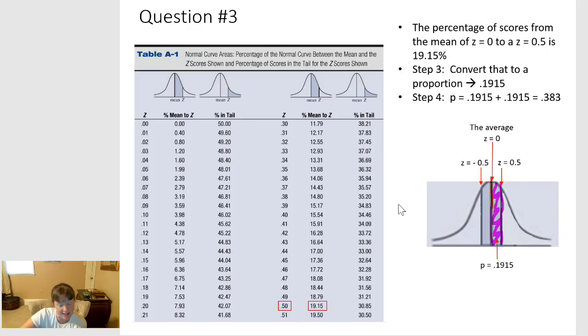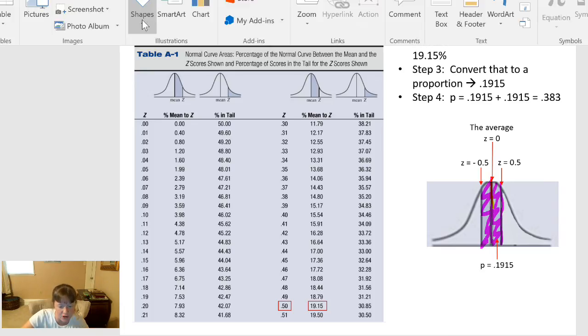And because it is a symmetric graph, from the average of 0 to negative 0.5 is also going to be 0.1915. And so I just add those two probabilities together. And that is the probability of being between positive 0.5 and negative 0.5, because I just turned those raw scores into z-scores. And because I know that this satisfaction is normally distributed, I can figure out the proportion of people in between these two z-scores by using this graph. And I'm going to give a strong recommendation that, let me remind you of what the standard normal distribution looks like.